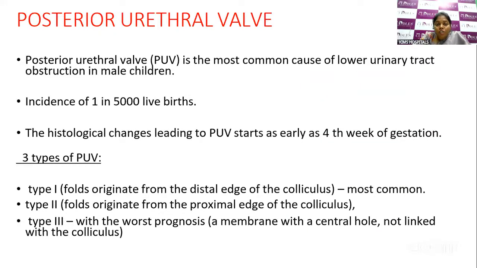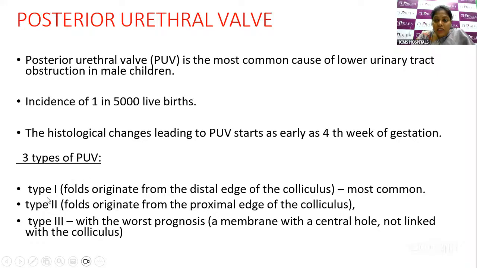Coming to the posterior urethral valve, it is the most common cause of lower urinary tract obstruction in male children. The incidence is 1 in 5,000 live births. The histological changes leading to PUV start as early as the 4th week, where a urogenital septum forms at the cloaca, which causes the separation of the bladder and the anus.